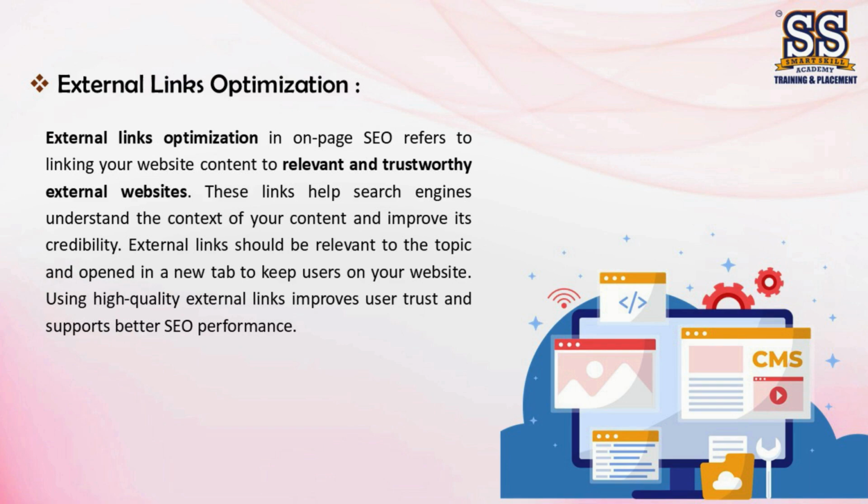External link optimization simply means linking your content to relevant and trustworthy third-party websites. Think of it like citing your sources in a research paper. It shows search engines that your content is well-researched and backed by credible data. By doing this, you're helping search engines understand the context of your topic.